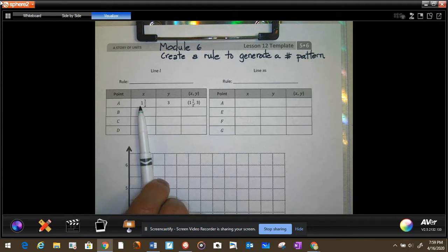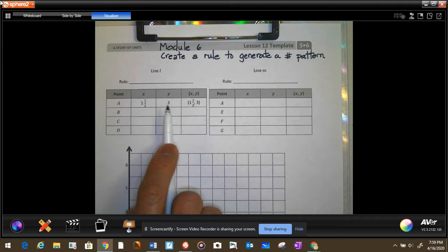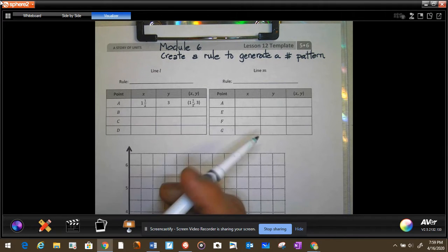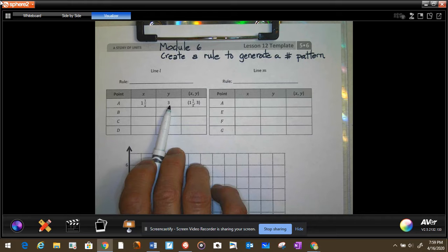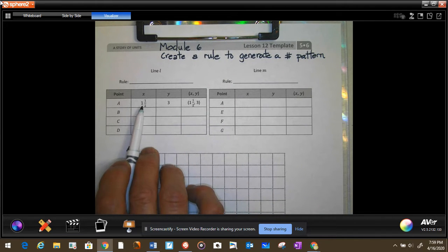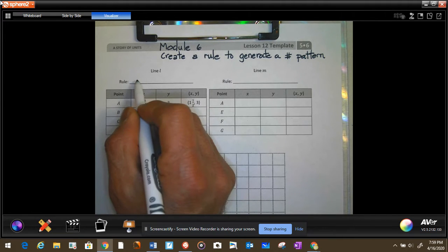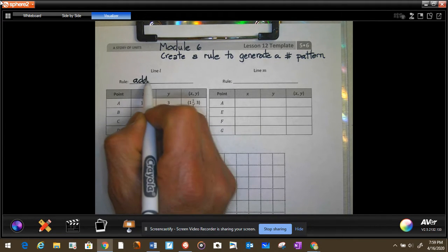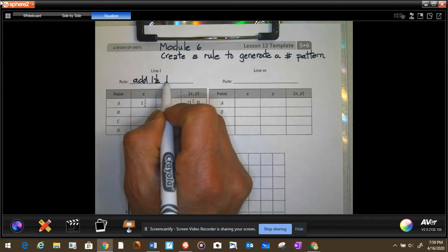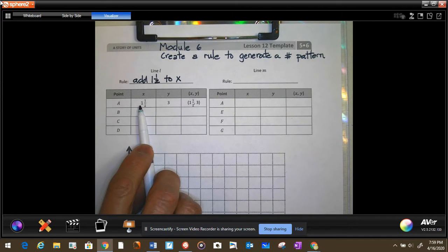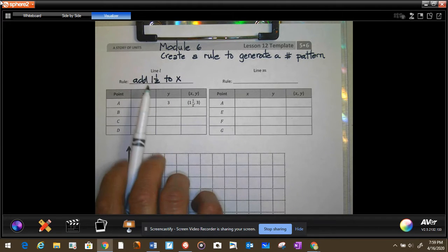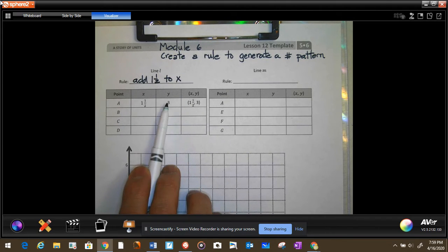Okay, so let's look at one and one half, right? If you have one and one half, notice that y is 3. To create 3, what do we have to do to 1 and one half? Interesting. We have to add it. So this is the rule: add 1 and one half to x. That's what's going to happen to get y. Remember, the rule is always created to get the number y in the coordinate.